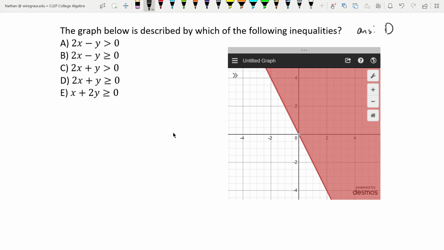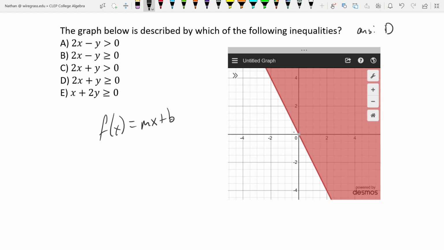So this graph is a linear inequality, and really all we're trying to do here is figure out which inequality describes this line. So a line can be shown by f of x equals mx plus b. Of course, this is going to be an inequality, so it's not going to have the equal symbol. We'll deal with that in a moment.